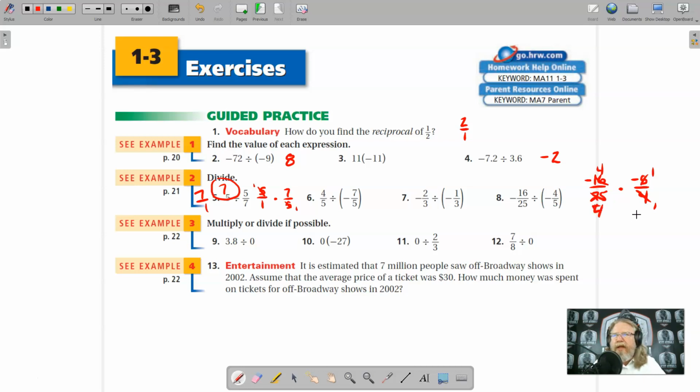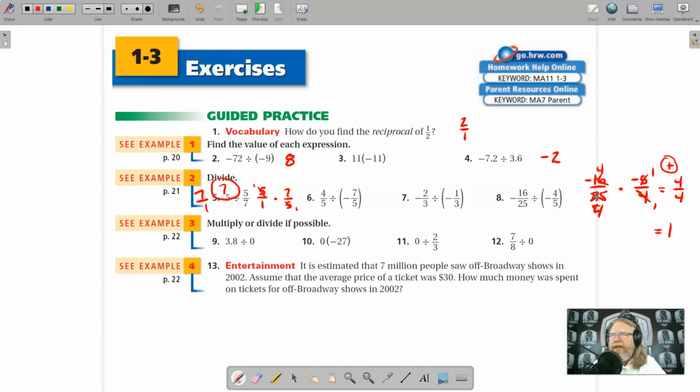There we go. So we end up with negative times negative giving us a positive number, right? And 4 times 1 is 4. And 4 times 1 is 4. And 4 over 4 equals 1. Interesting, because, check this out. We could have simplified 16 over 25 by dividing each of them by... no. Did I mess up someplace? Hold on. I just realized what I did wrong.